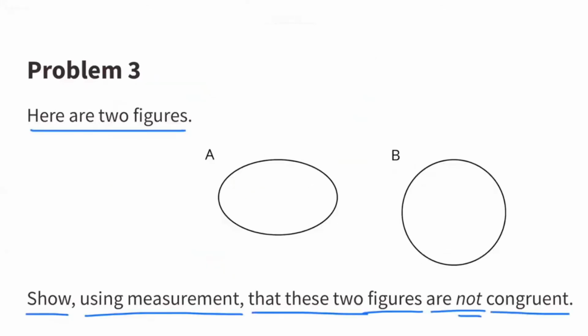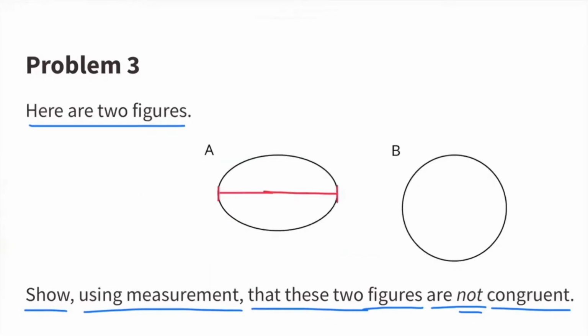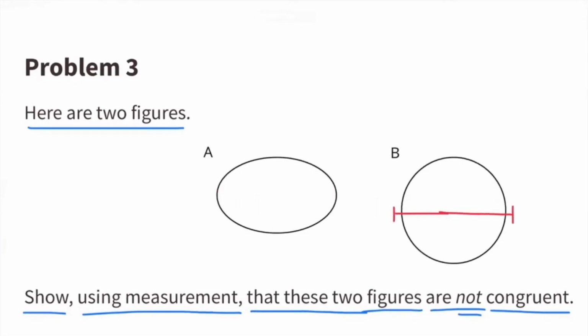Number 3. Here are two figures. Show using measurement that these two figures are not congruent. This red marker marks the width of figure A. In comparison to figure B, the red marker is just a little bit wider. This is one way to tell that these two figures are not congruent. You could repeat this process with a vertical line showing the height of figure A in comparison to the height of figure B, and the height of figure A would be shorter than the height of figure B.